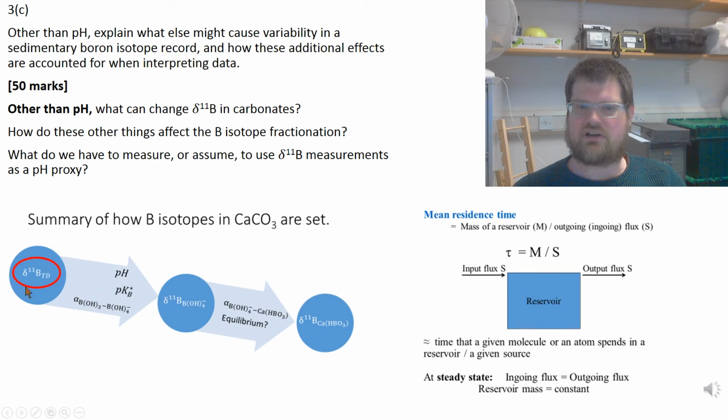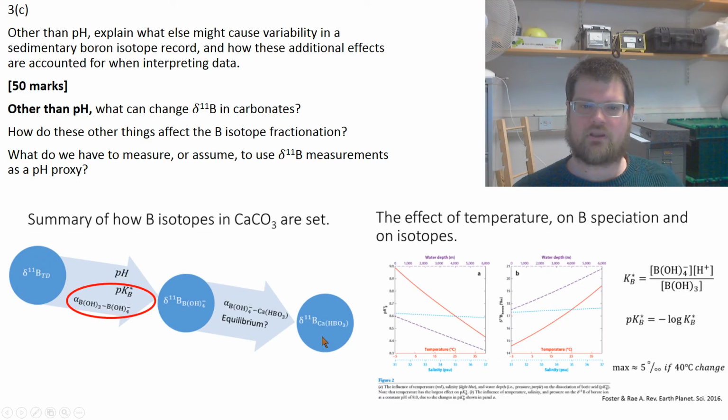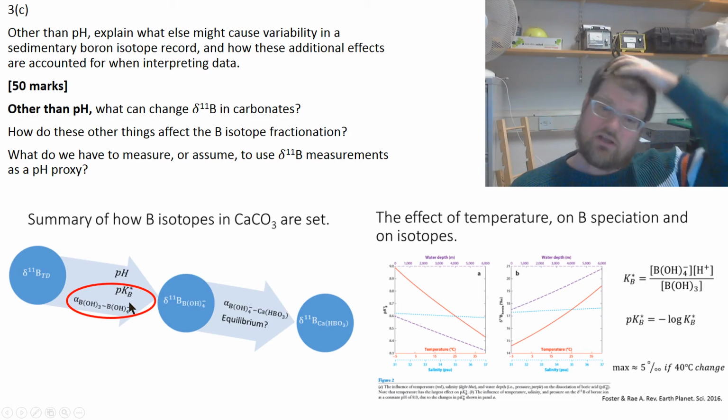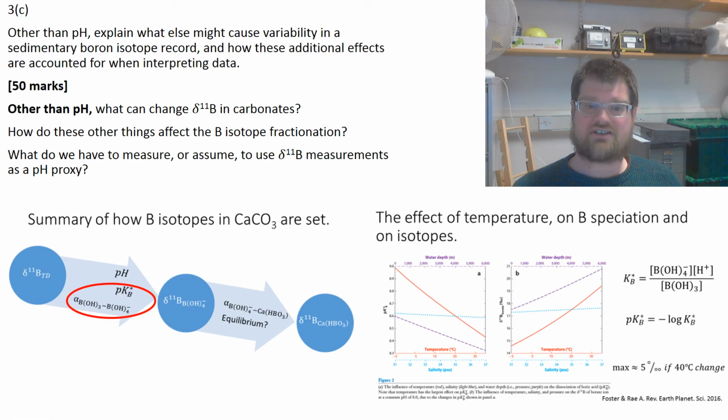So that doesn't really change through time along most of the timescales we're interested in, but it's important to mention that if it did change, that would change our answer. Next things other than pH are the equilibrium constant of the boric acid dissociation and the fractionation factor of the boron isotopes between the two boron species.